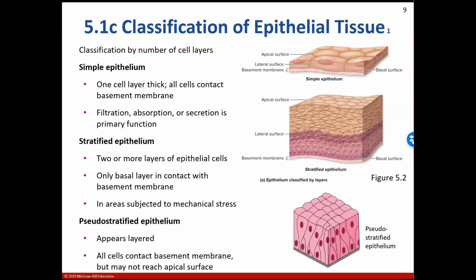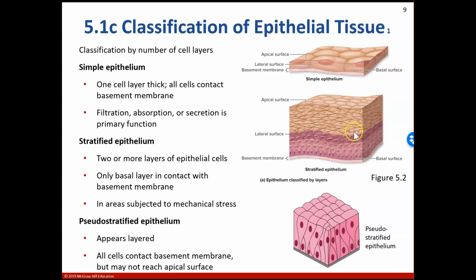Now let's talk about the classification of epithelial tissue. There are three major classifications when it comes to the number of cell layers. So our first term we want to know is the term simple. Simple means that we have just one layer of cells, and they are making contact with that basement membrane. This simple epithelium is going to be best utilized for filtration, absorption, or secretion.